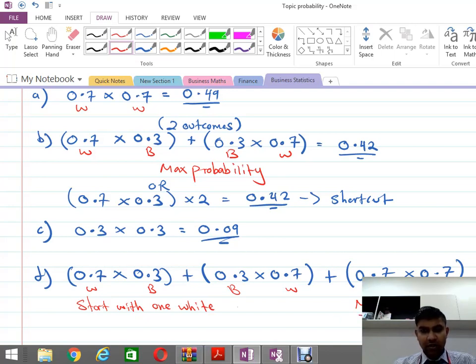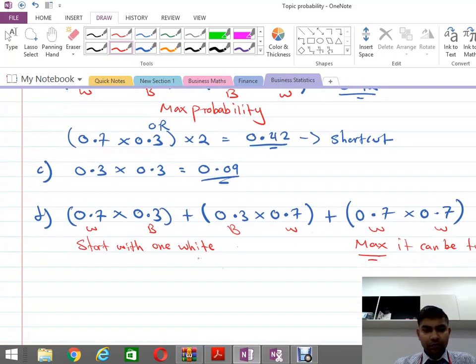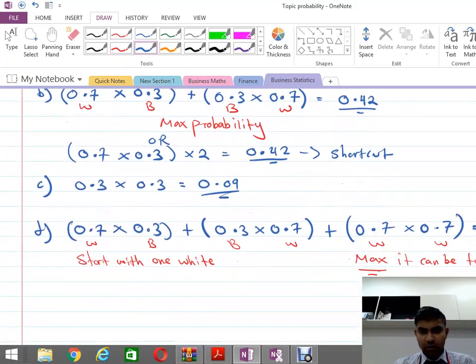Okay, maximum. That's all. So you start with at least one, and it can be another one, and it can be two. So maximum. So what is your maximum here? So this is how you do it. So that will give you the answer, which is 0.91. Check.